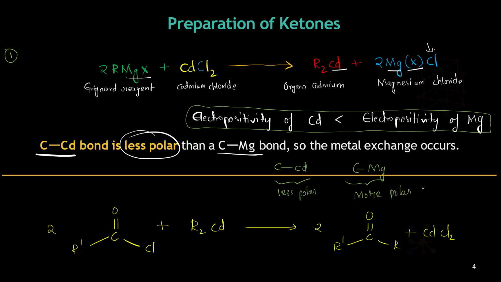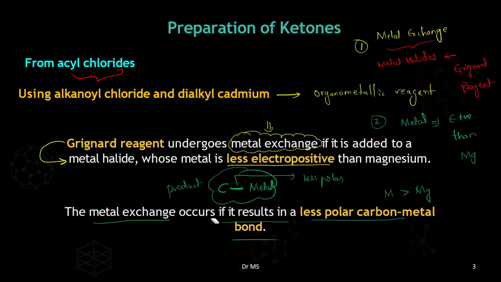And the definition which I told you, the metal exchange occurs only if it favors the less polar carbon-metal bond. If the reaction gets a chance to form the carbon-metal bond which is less polar, then the reaction takes place. Otherwise, if the reaction forms the strong polar carbon-magnesium bond, the reaction will not take place. This is not a favorable condition. It should form a product that contains the less polar carbon-metal bond. Understood?